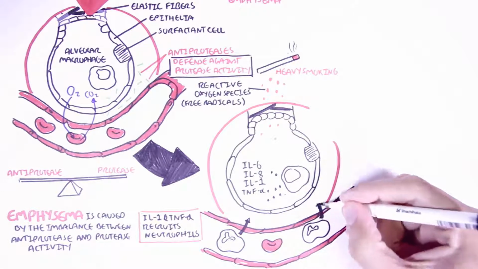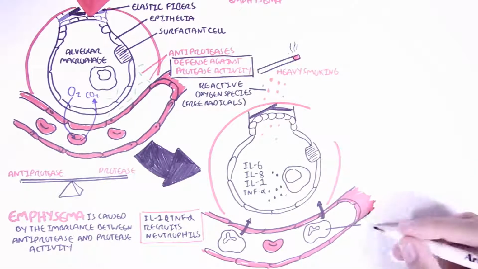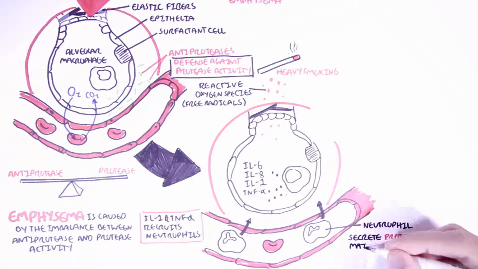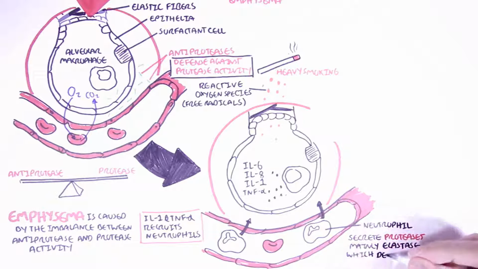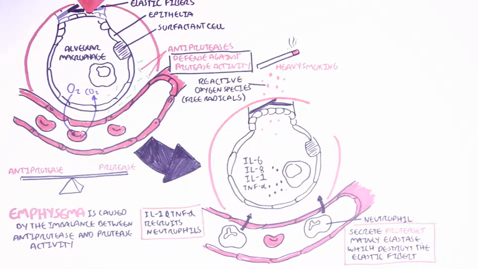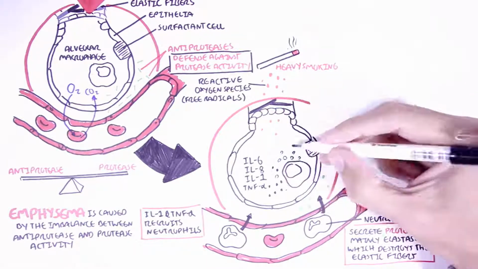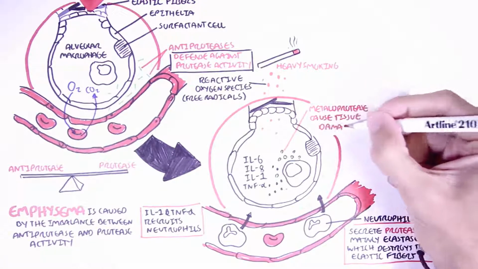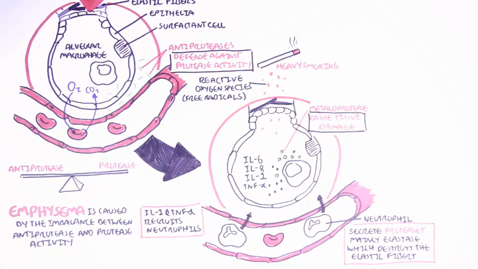So here we can see more neutrophils coming into the area. The neutrophils will actually begin secreting proteases, mainly elastase, which will begin destroying the elastic fibers. Not only this, but the macrophage also secretes other chemicals such as metalloproteases, which is another type of protease, which causes damage to the tissues there. So there's all these chemicals being secreted around this area from the immune cells, the neutrophils and the macrophages, which will essentially aggravate the area, causing damage to the surrounding tissue.